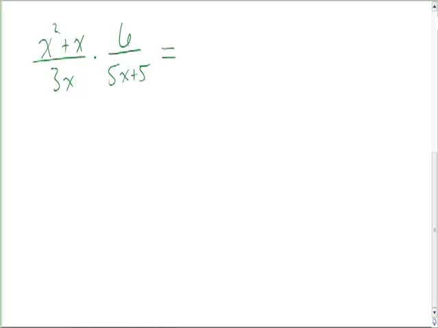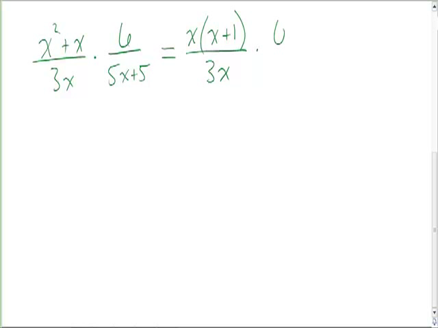X squared plus x, what can I pull out? I can factor an x out of both of those terms. So if I factor out an x, what am I left with? Well, x squared divided by x is x. And x divided by x is 1. Now on the bottom of that fraction, 3x, I can't really do anything with that. So that's all I have.